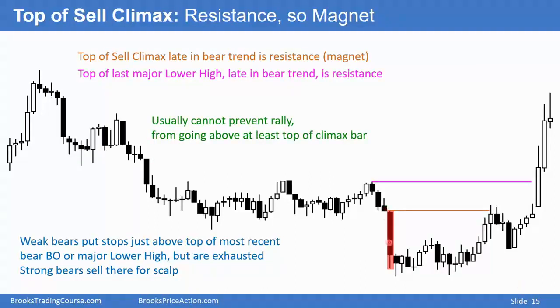Whenever you get a sell climax late in a bear trend, usually the market's going to go at least a little bit above the high of that sell climax bar. And we have an attempt at a double top, the top of the sell climax and here. And we're getting a bull breakout above the double top. You have to be looking for a measured move up as the minimum target if it starts to go up.